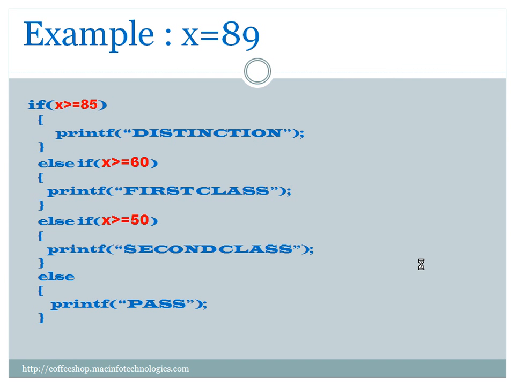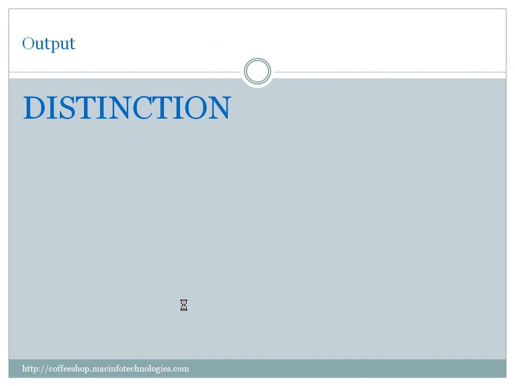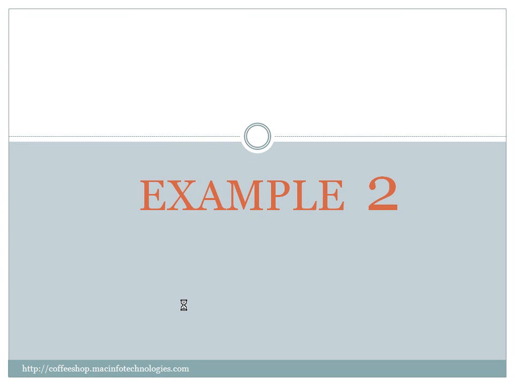If it's not greater than or equal to 60, then it goes to the next condition, x greater than or equal to 50. If that condition is true, it prints second class. Even if the x value is not greater than or equal to 50, it goes to the else block and prints pass. See, first if it's true, it prints distinction. So we get the output distinction.